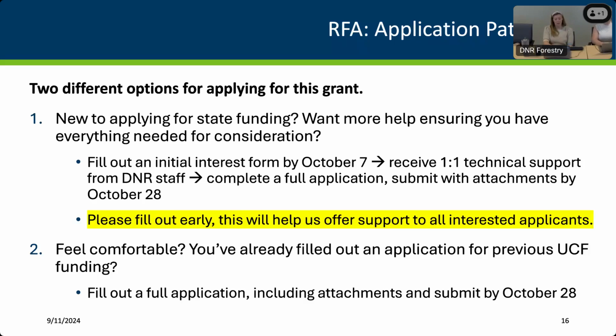This assistance will involve reviewing your interest form for eligibility requirements, applicable activities, and any additional information that's needed before submitting a full application. These appointments will be available until Monday, October 14th, allowing our staff adequate time to respond to all interested parties. You can also start by filling out the full application if you feel comfortable, but please ensure that all sections are completed and the application is submitted by the deadline, October 28th at midnight. Pay close attention to the requested information and respond to all questions. Detailed responses and complete lists are strongly encouraged.